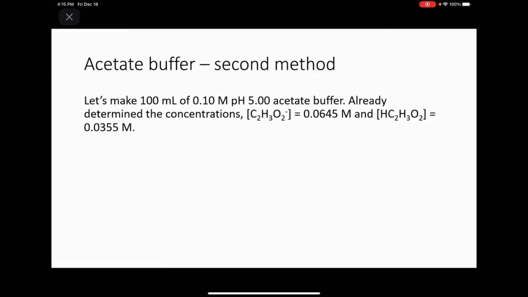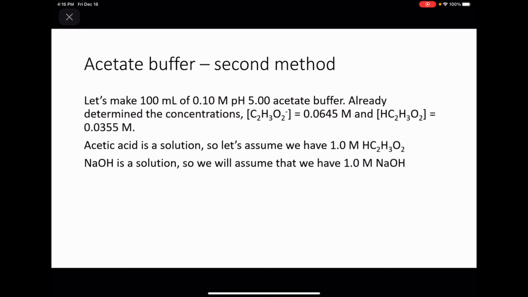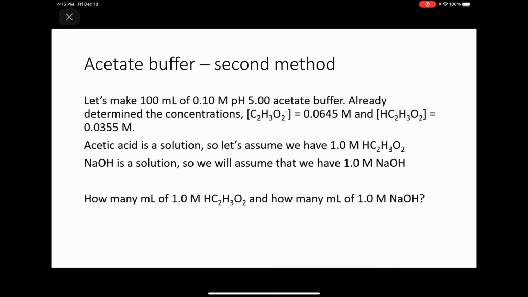Now let's try again using the second method. We've got our same stats, our 100 milliliters, 0.1 molar, etc. We've got our concentrations. So we're going to start with acetic acid, and we're going to use our 1 molar acetic acid that we had before, so we'll assume that. And we're going to add strong base to it. Once again, we're going to assume, now strong base, sodium hydroxide, is typically in a solution. So we're going to assume we have 1 molar sodium hydroxide.